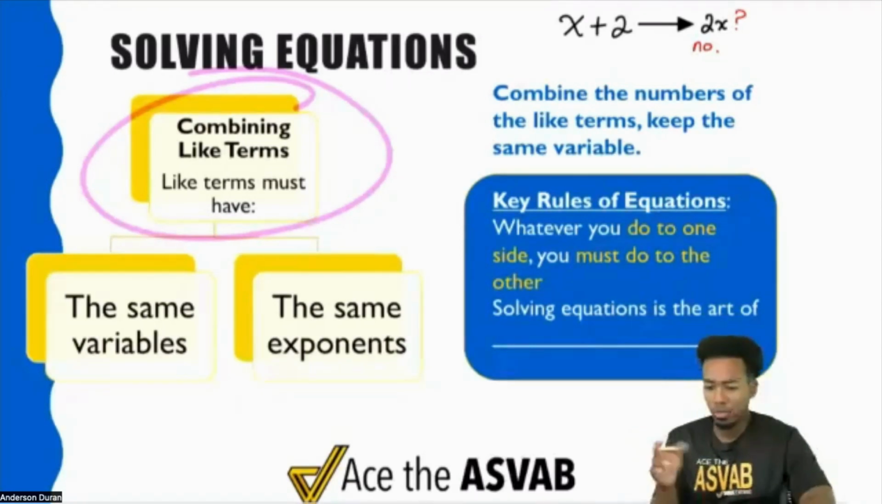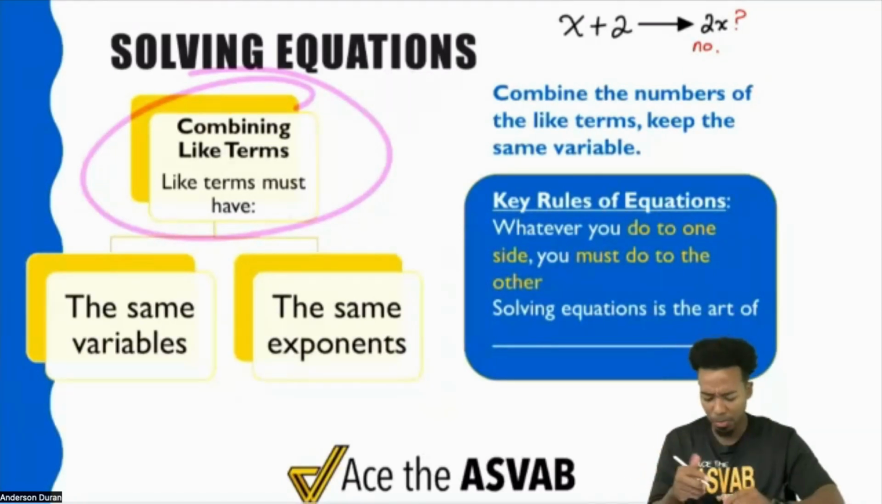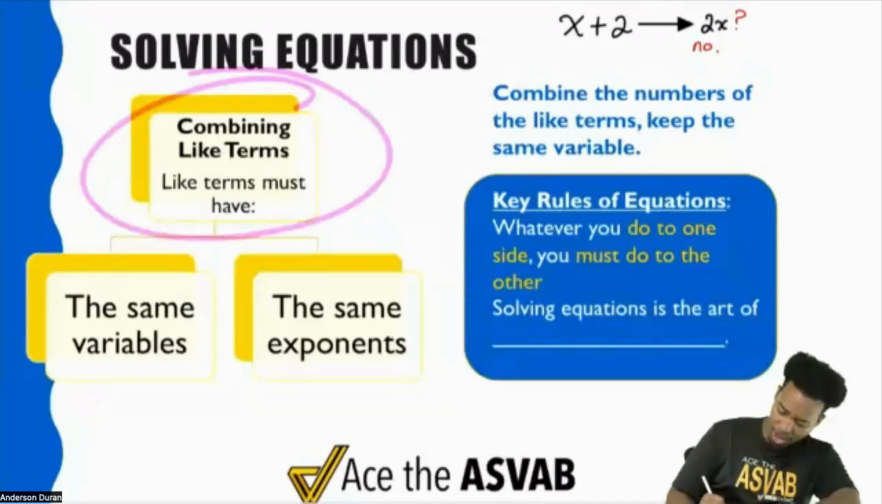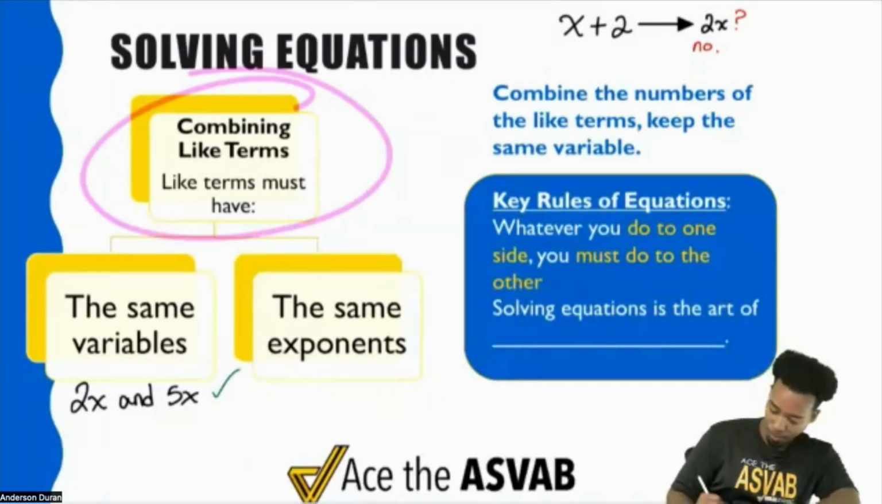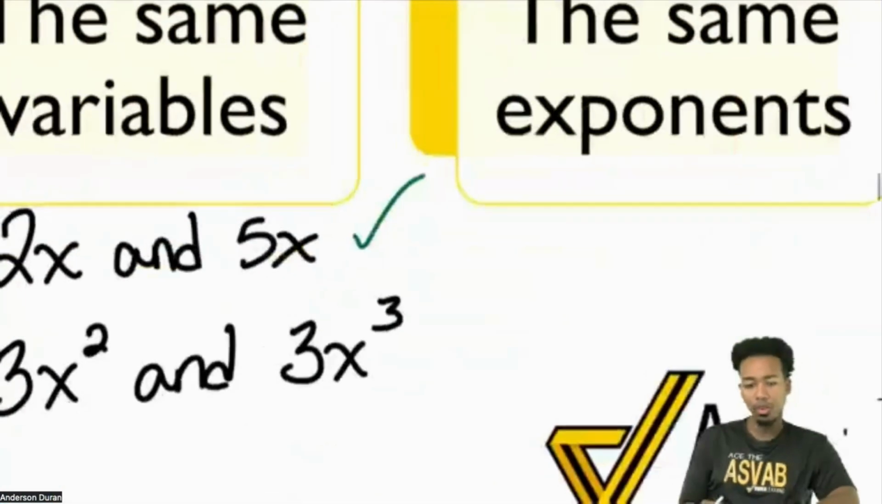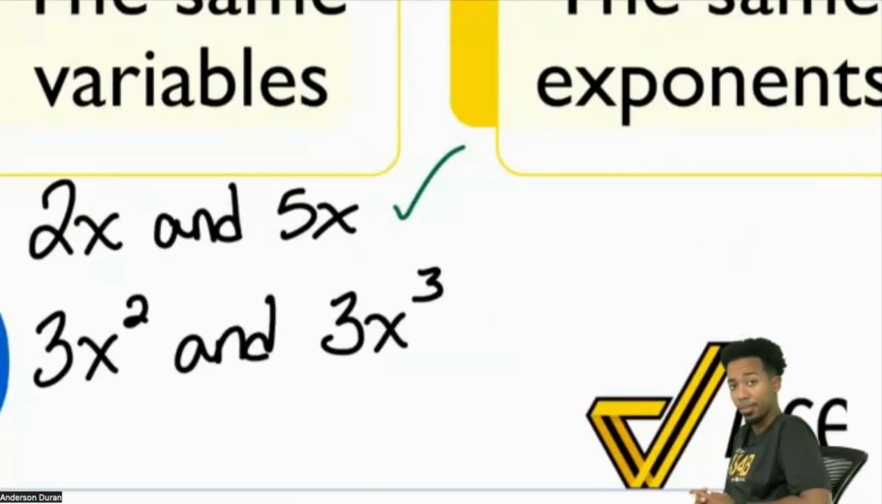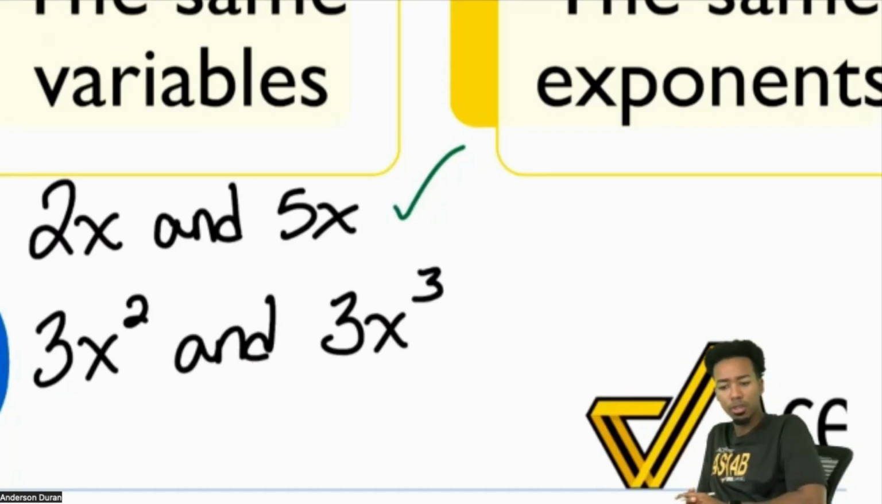So for example, let me take a nice little example here. If we have 2x and 5x, yeah, those are like terms. Absolutely. If we had something to the effect of, let's say 3x squared and 3x to the power of 3, question, are those like terms? And if you're saying yes or no, give me a reason why.